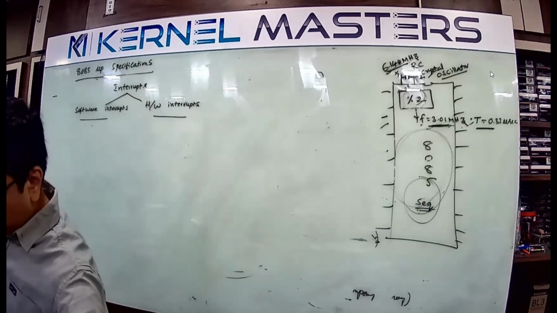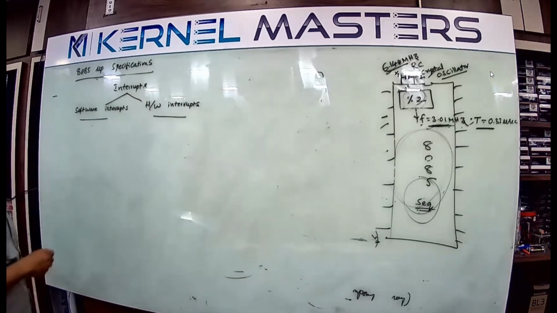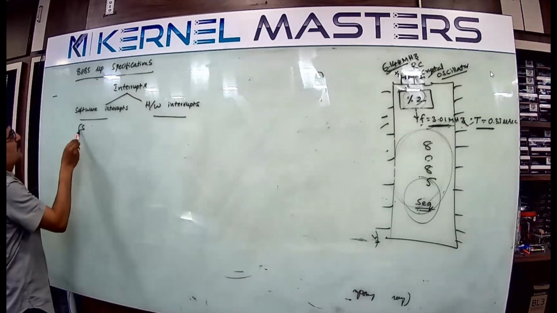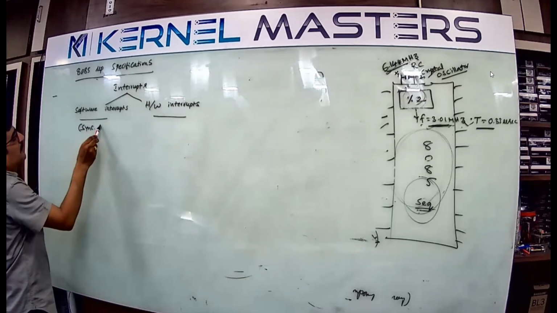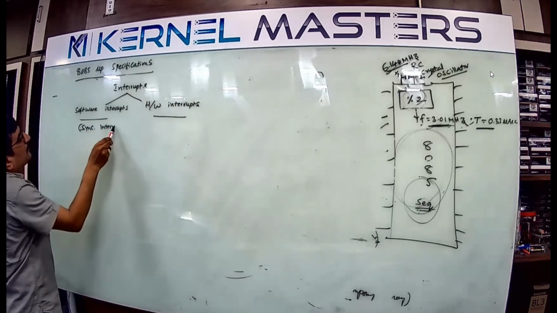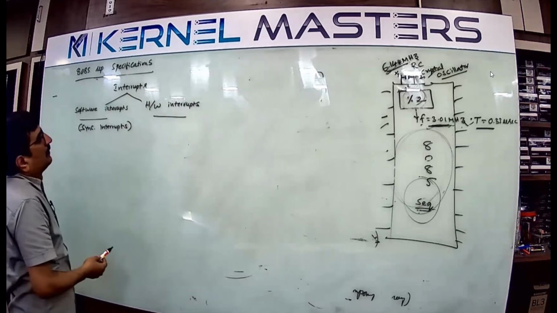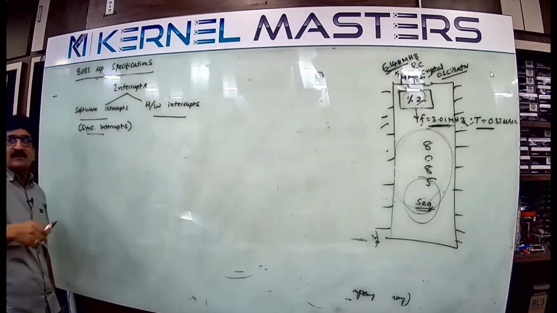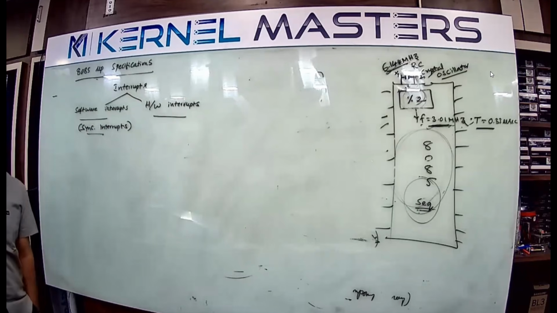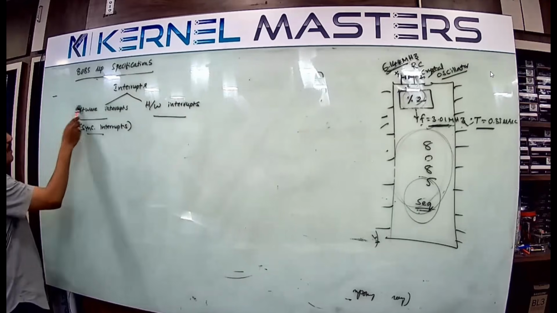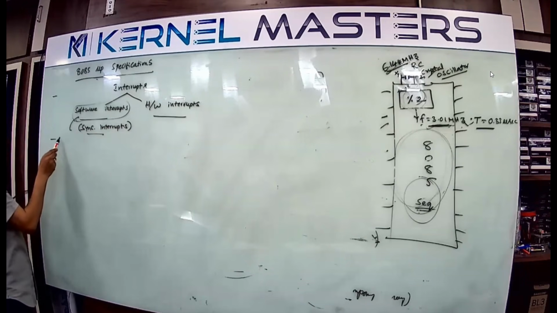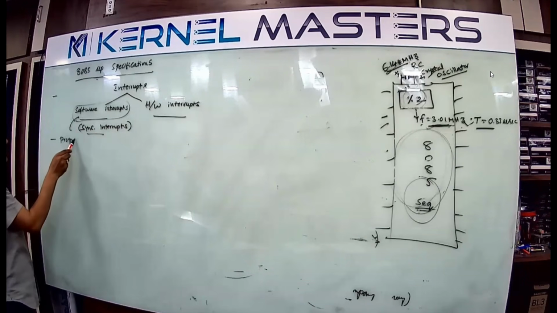A software interrupt is a synchronous interrupt. You can also call it a software interrupt. The meaning of synchronous is that the programmer generates the interrupt. The programmer knows exactly what time the interrupt occurs. So an interrupt generated by the programmer is called a software interrupt.